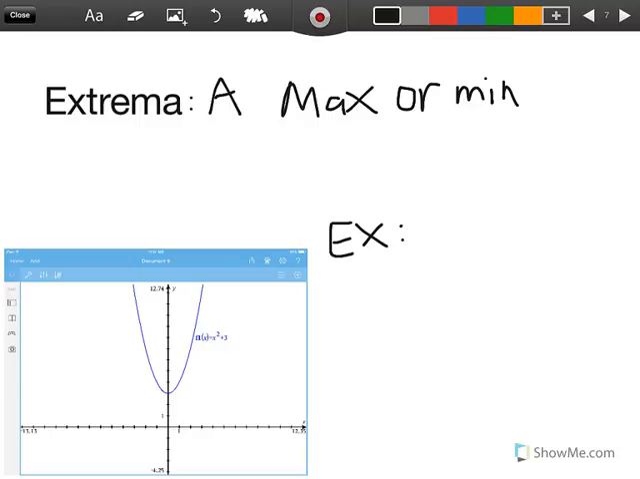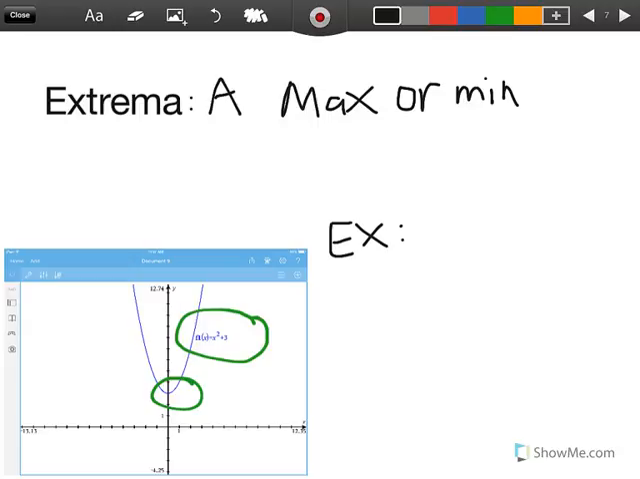In this example, we'll be looking at this graph over here for the graph of the equation x squared plus 3. The only extrema on this graph is a minimum located at (0, 3). This is a minimum value because it is the bottom of a valley.